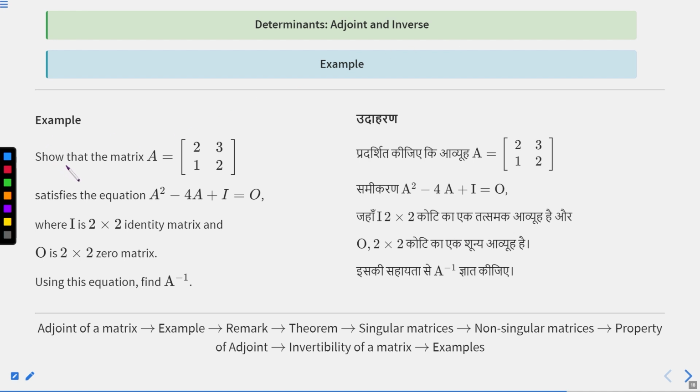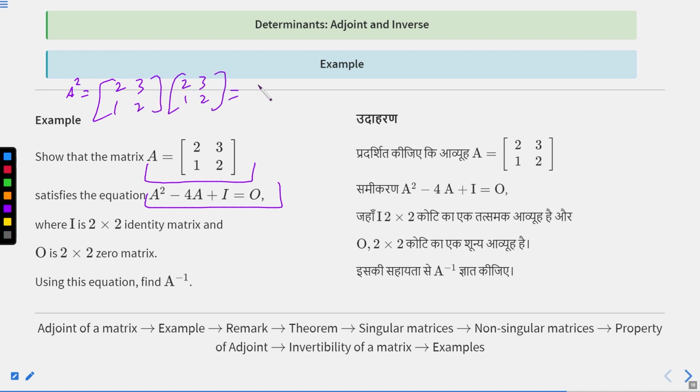So we have to show that a given 2 cross 2 matrix A satisfies this equation. First of all we find A square. A square is nothing but A multiplied with A. So 2 3 1 2 multiplied with 2 3 1 2. What will this matrix be? Let me quickly write.